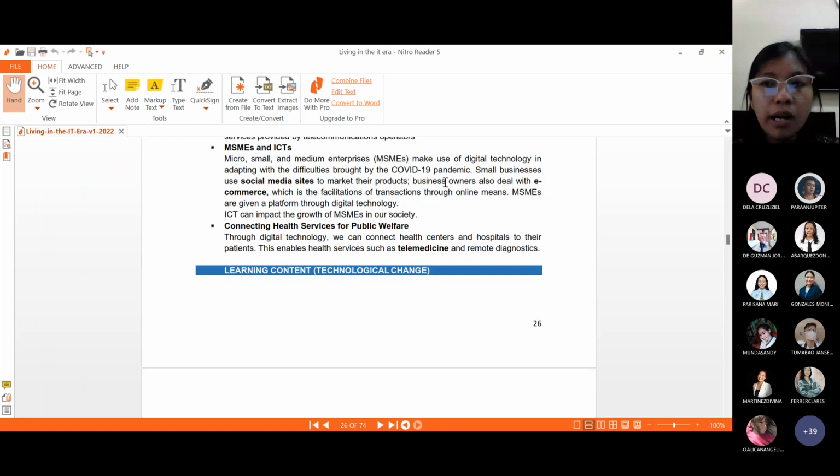Alam nyo na yan, yung mga Shopee, Lazada, o yung mga e-commerce na tinatawag natin, nasa MSMEs, and ICT siya. Okay?